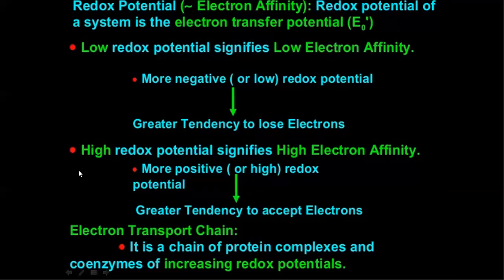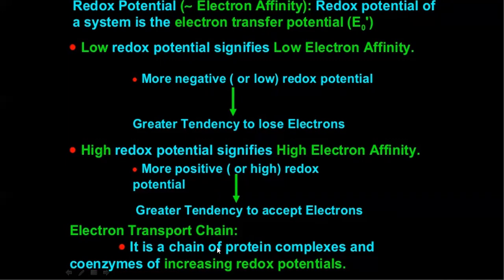And the second type is called high redox potentials. The components which have high redox potentials also have three important properties. The first one is high electron affinity, the second one is more positive redox potential values, and the third one is that these components have a greater tendency to accept electrons. So low redox potential components will be releasing electrons, and high redox potential components will be accepting electrons.